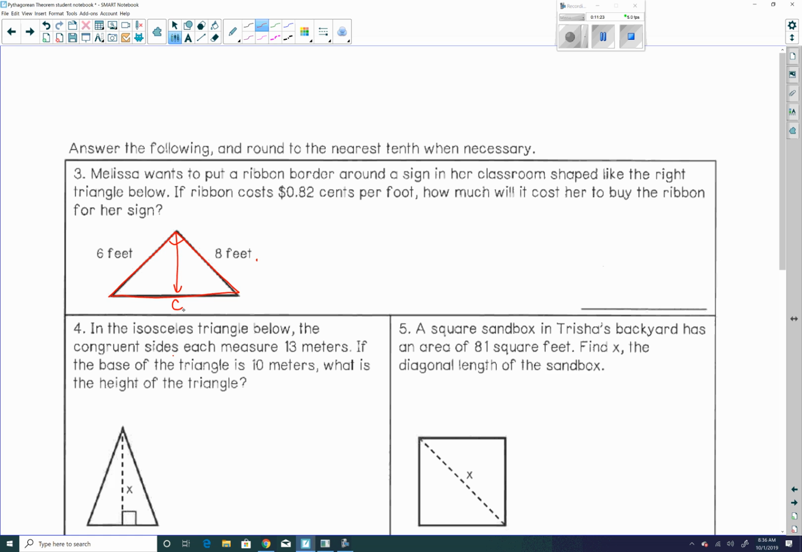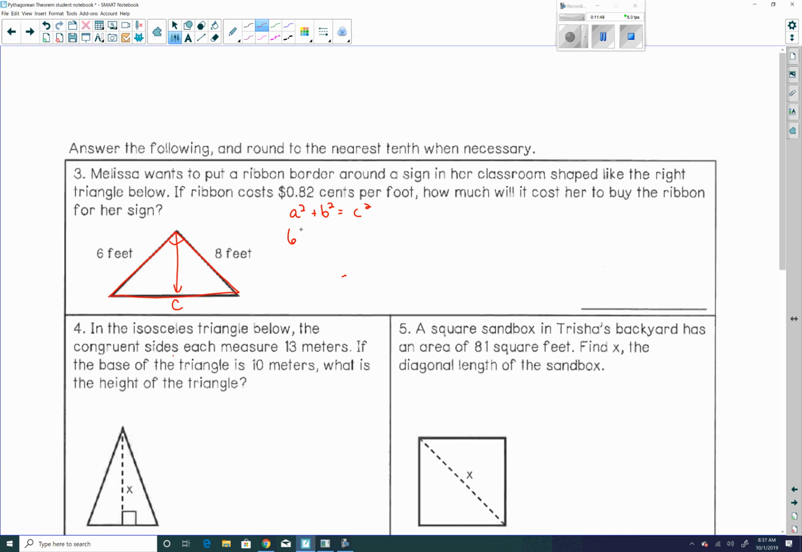Okay, so I'm going to use the Pythagorean theorem. A squared plus B squared equals C squared. Go ahead and get that set up. And again, I'm giving you plenty of time to get set up ahead of me because I want you to be working these problems. Okay, if you're just copying from me, it doesn't help you learn.